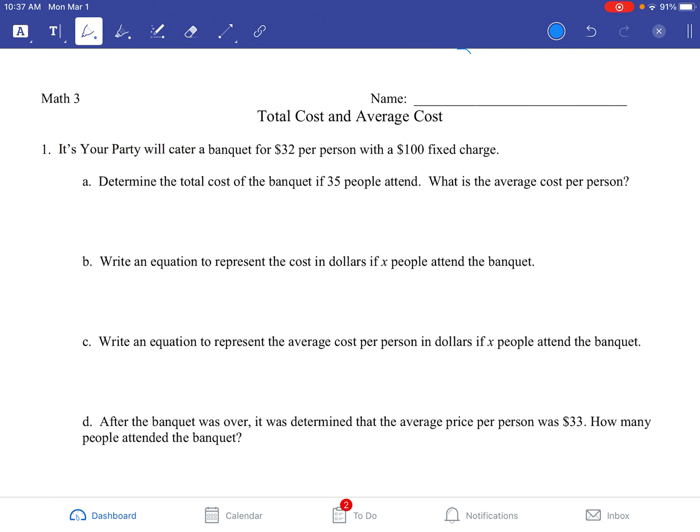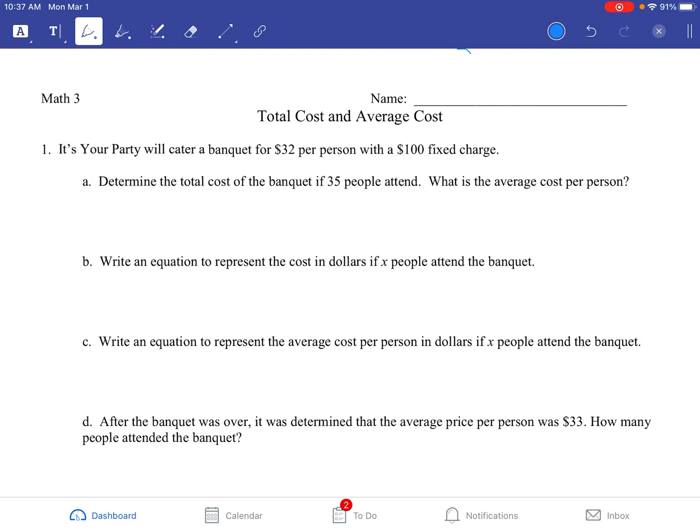So if you have 1,000 people, it's still going to cost $100 extra. If you have 5 people, it still costs $100. That's a one-time fee for, let's say, if it's a banquet, for setting up tables or putting out food, whatever it is. Whatever that charge is, it's a one-time cost.